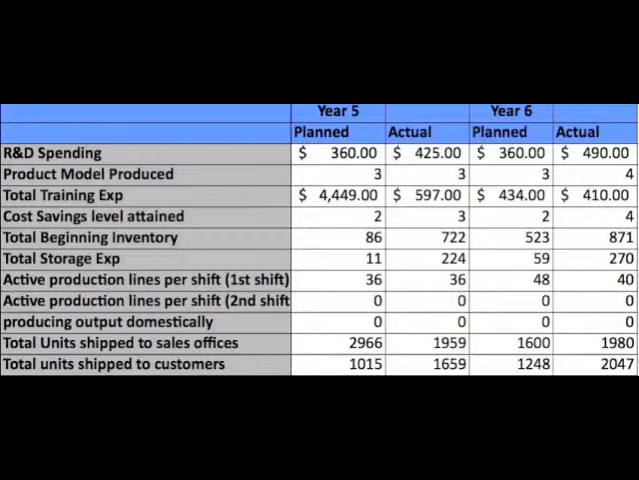Total units shipped to customers. For year 5 and 6, we did not expect an increase in customer orders and had only planned on shipping 1,015 units for year 5 and 1,248 for year 6. In spite of this, we were able to actually ship more than planned. For year 5, we shipped 1,659, and for year 6, we shipped 2,047 units to customers. Our customer orders were more than expected and a lot more than our sales orders.